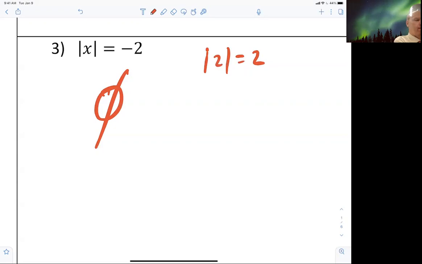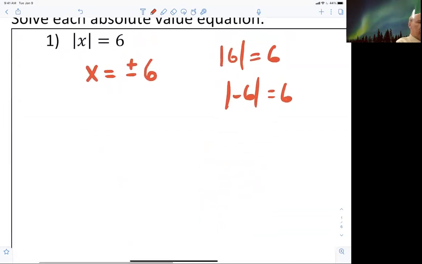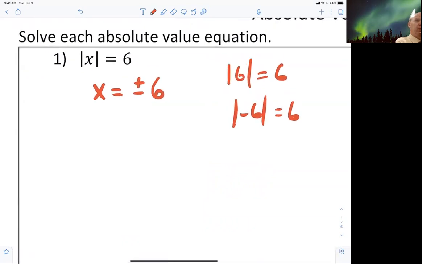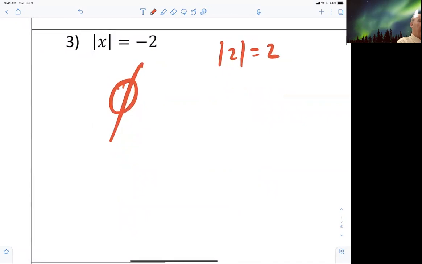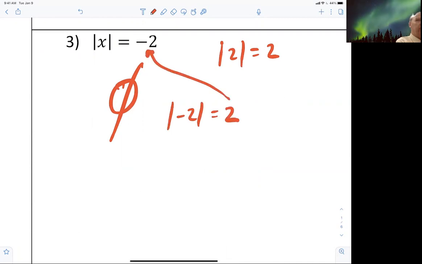Tell me. Then how could number 1 be also positive and negative? Well, what's the absolute value of 6? What's the absolute value of negative 6? 6. Right, but no matter how hard you try, when you tell me the absolute value of negative 2, that's going to be positive 2. There's no way to make it negative. You agree with that?